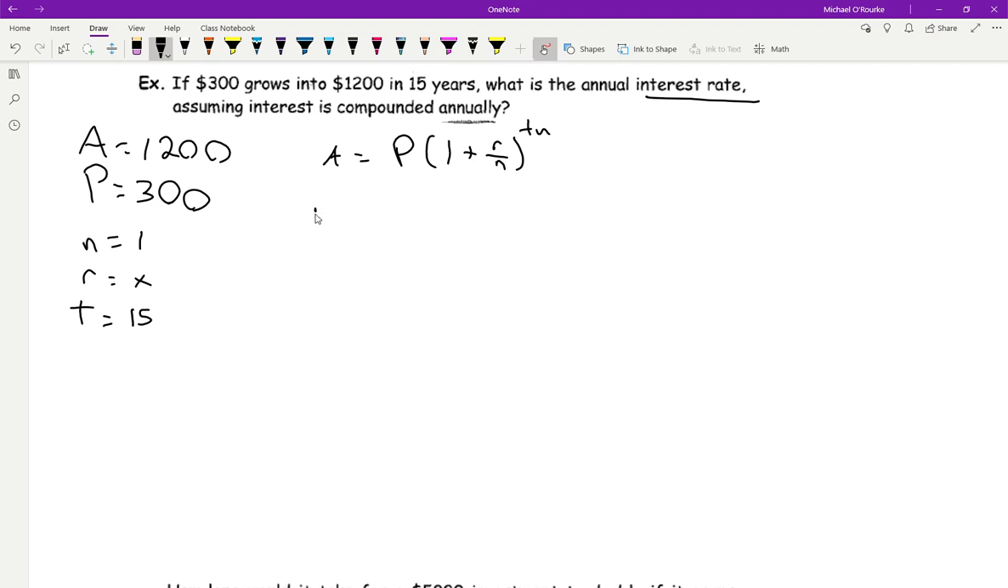Let's plug everything in. So here's going to be 1200 equals 300 bracket 1 plus x over 1, 15 times 1. Okay? Now here's my question for you. Well, one thing I can do here, since they're dividing by 1 and timesing by 1, those are just going to be the same. So this is just going to be x. And I'm going to put it in different colors so it doesn't get mixed up. Ooh, and nice and fat apparently. Alright.